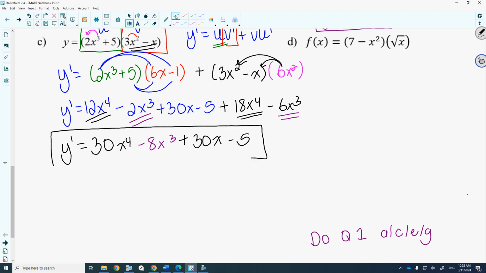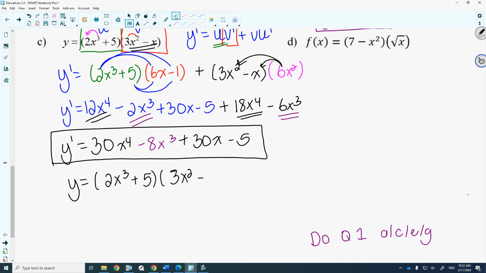What I want you to do is I want you to pause this video, and I want you to take that original function, or two functions. So here's f and g. And what I want you to do is I want you to do this an alternate method. So I want you to expand this out, and then I want you to take the derivative of each term, so what the last lesson was on, and make sure you get the exact same answer. Okay, so give yourself a couple of minutes to do that.